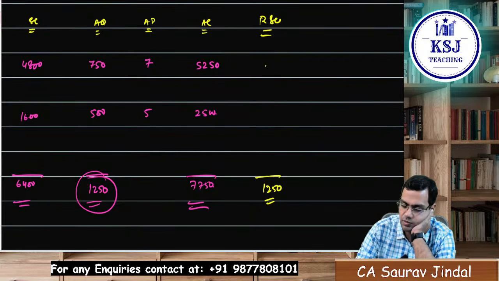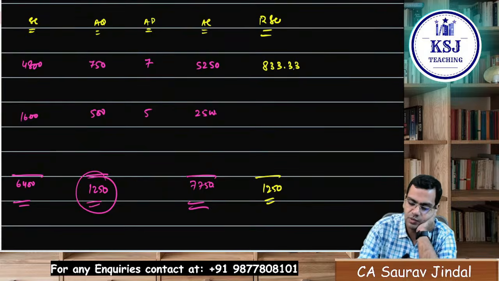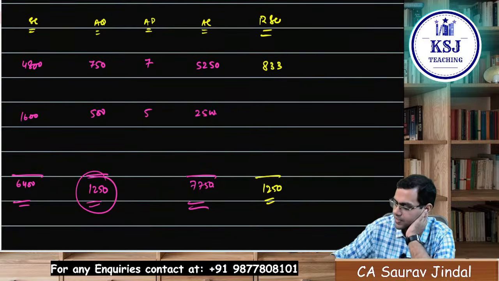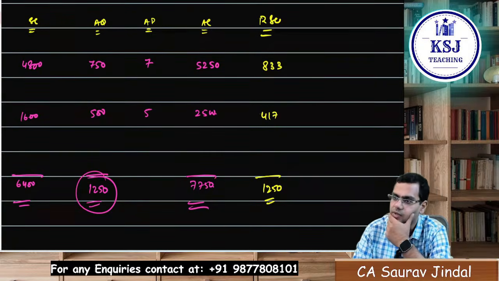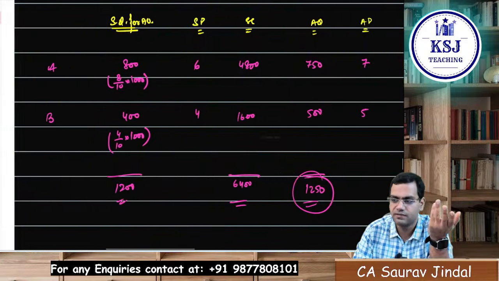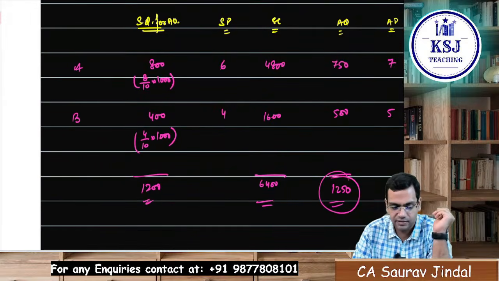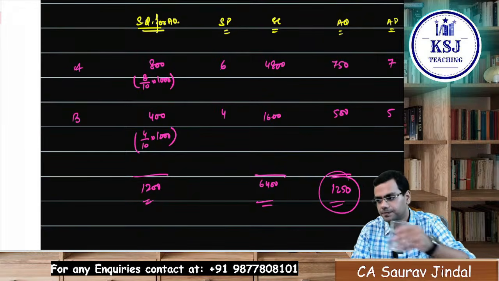Here it will come to 833.33, or just round it off, 833. The rest, 1250 minus 833, will be 417. So this is the revised standard quantity that you can calculate. Anywhere where you have more than one raw material, you can calculate revised standard quantity.